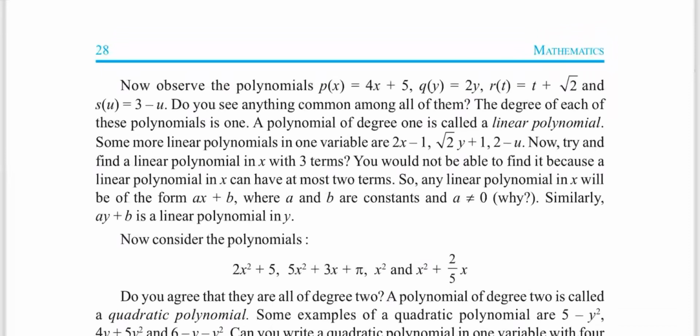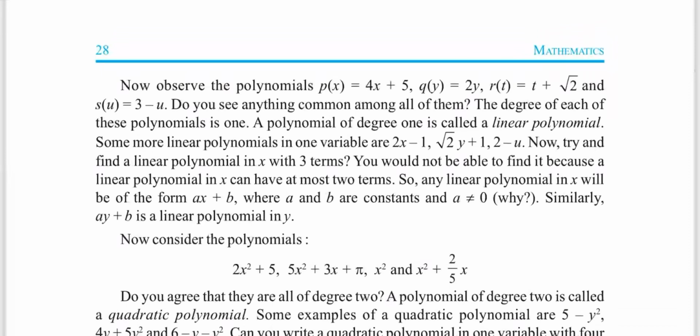Now try and find a linear polynomial in x with 3 terms. We would not be able to find it because a linear polynomial in x can have at most 2 terms. So any linear polynomial in x will be of the form ax plus b, where a and b are constants and a not equal to 0. Similarly, ay plus b is a polynomial in y.